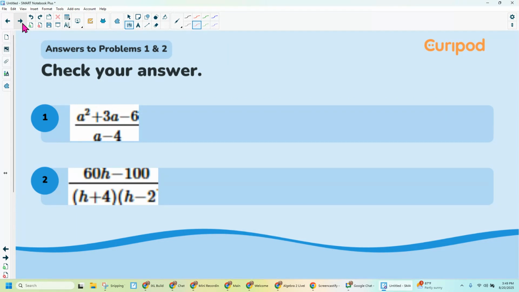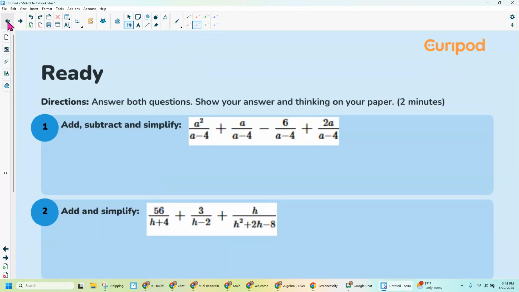The first answer was a squared plus 3a minus 6 over a minus 4. The second one was 60h minus 100 over h plus 4 times h minus 2. How did you do? Let's go over each of them together to make sure you understand. Number 1 already has a common denominator, so all we have to do is the operations that are in the numerator.